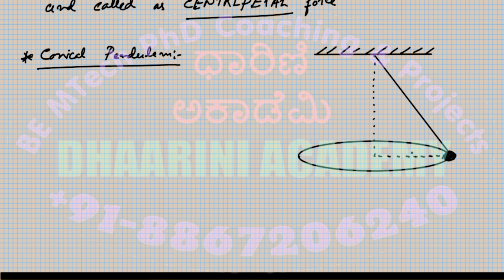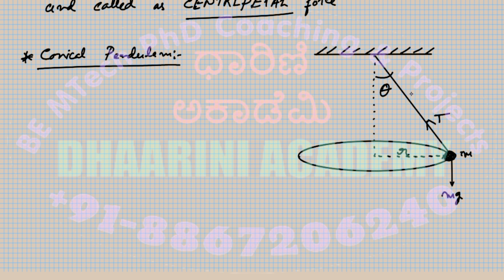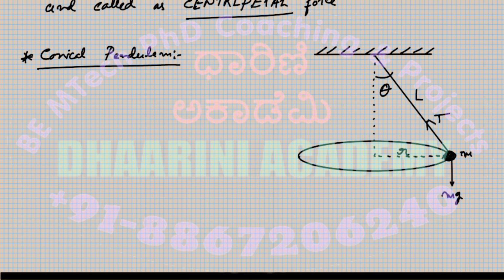Let me assume that there is a radius r. Let me say this is an angle theta. The bob has a mass m. We know that any object which has certain mass will produce a force downwards because of its weight, so let's denote that as m into g. There is a tension along the string denoted by capital T. Let's say the length of the string is capital L.